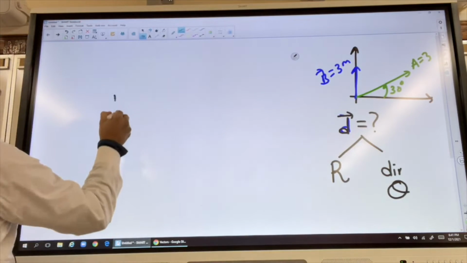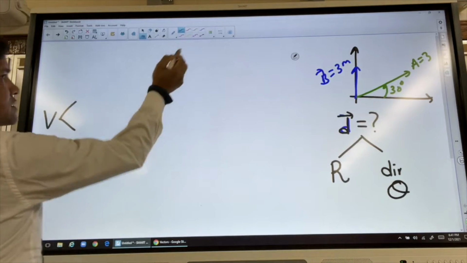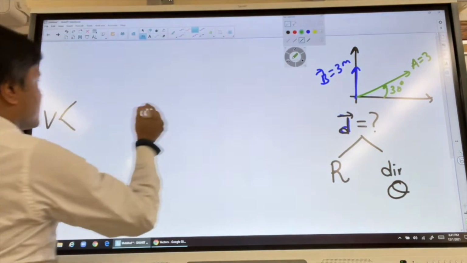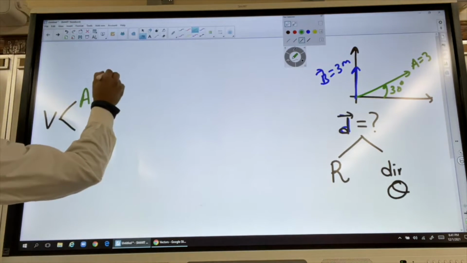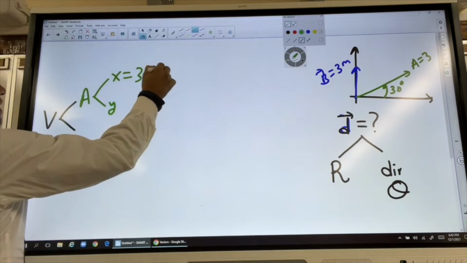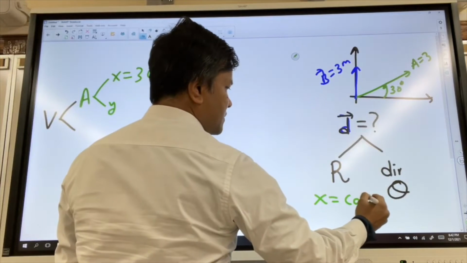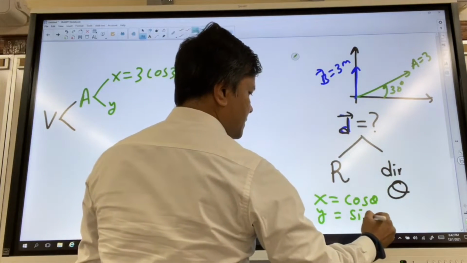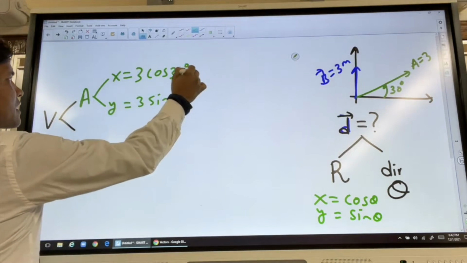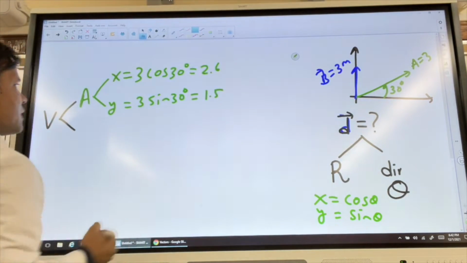So I have two vectors. Let's start from right here. Vector A, which is green, so I'm going to use green. Vector A has two components, x and y, and x is 3 cosine 30 degrees. Remember, x is cosine, y is sine, don't forget that. And then 3 sine 30 degrees. 3 cosine 30 degrees is 2.6, 3 sine 30 degrees is 1.5.